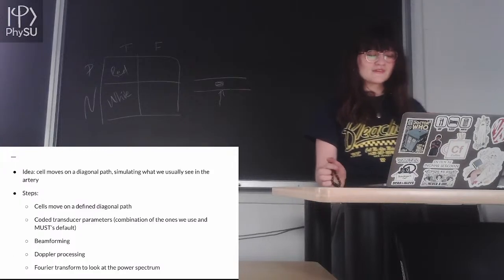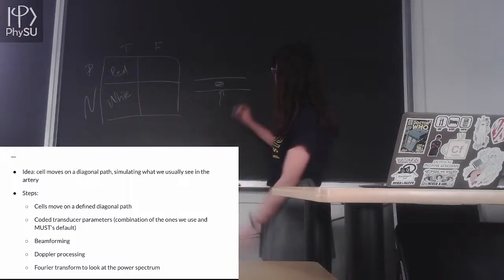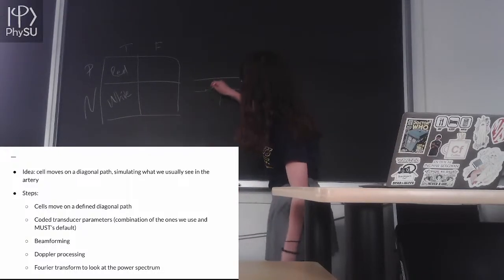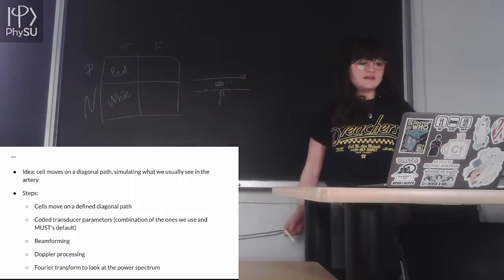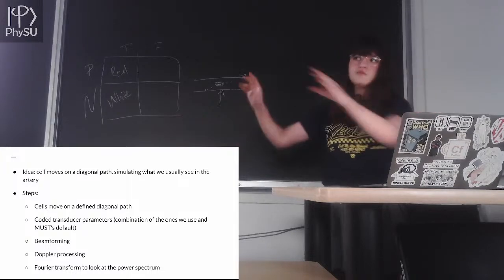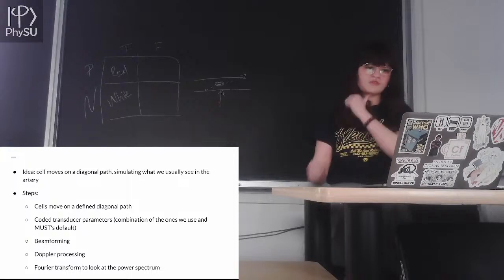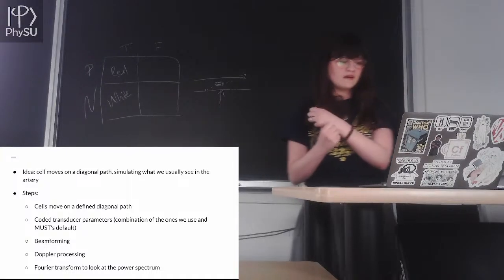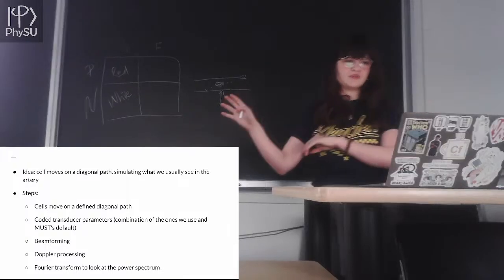So the idea is that you have an artery, and then the cell moves on some diagonal path that I will delineate like this. And then you kind of want to take this verbal process and put it into MATLAB. It's almost like you're translating it. And so the first thing you do is you want to code transducer parameters.